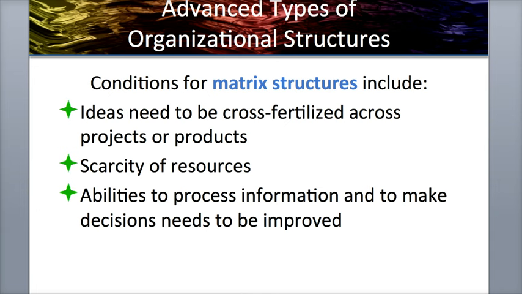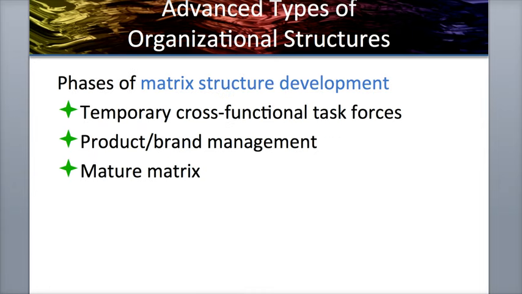Now, the conditions for a matrix structure include when ideas need to be cross-pollinated through many products or projects, if there's a scarcity of resources where you're forced to work together more tightly like that, or when the ability to process information and to make decisions needs to be improved. So these are conditions where you have a company where things just aren't working right, or you're not getting the synergies, and a matrix structure may actually be more beneficial to move into.